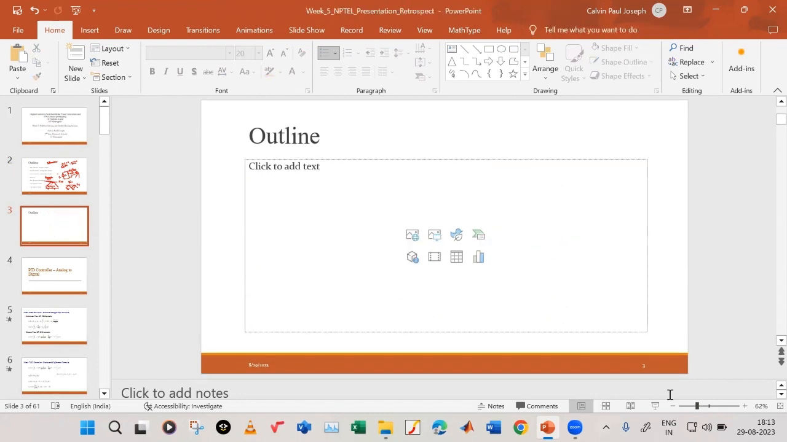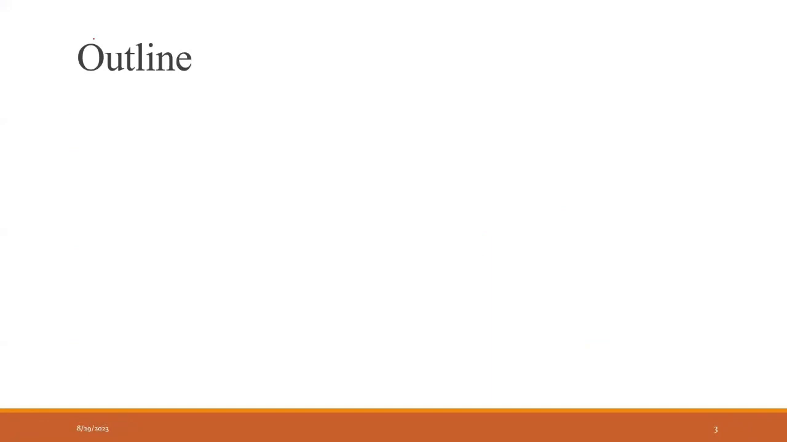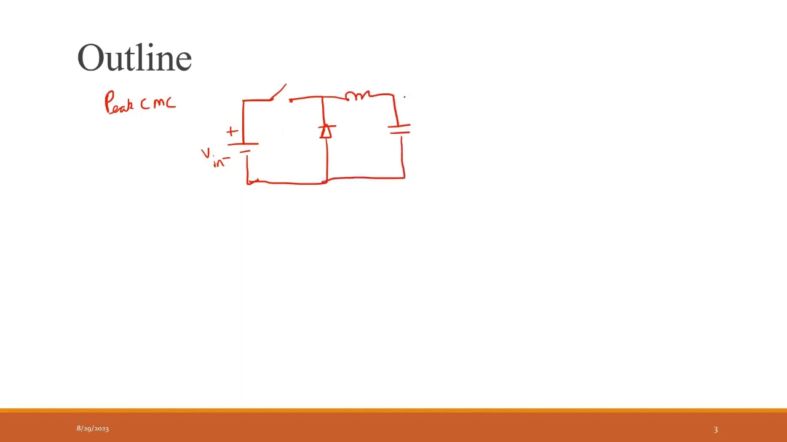Okay. So talking about peak current control, we have peak current mode control, and we have a buck converter. Our buck converter is like this. We have our input voltage, and then we have our switch, and this is my diode. This is my inductor. This is my capacitor, and this is my resistor. This is my switch, which is controlled by my gate signal Q.